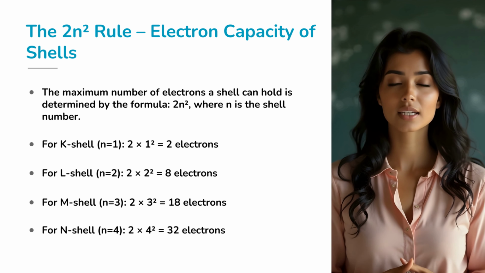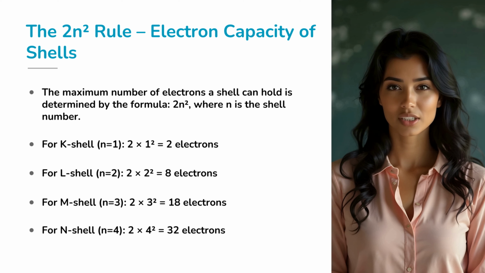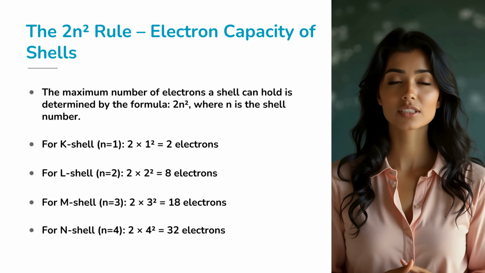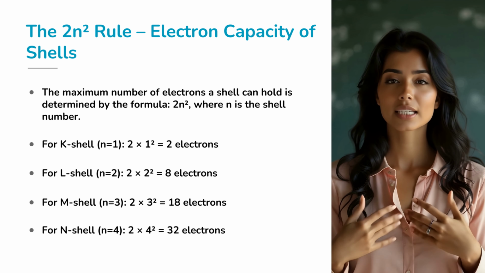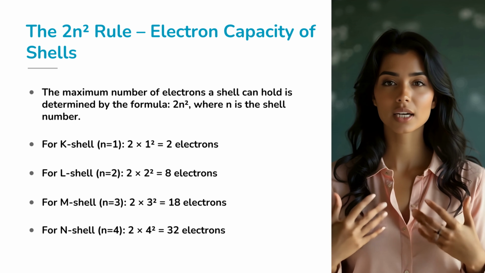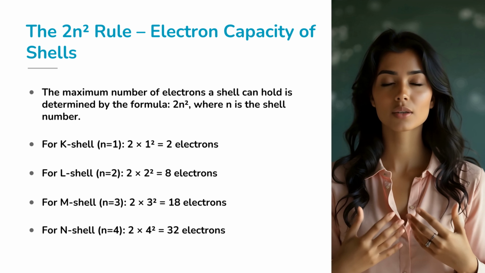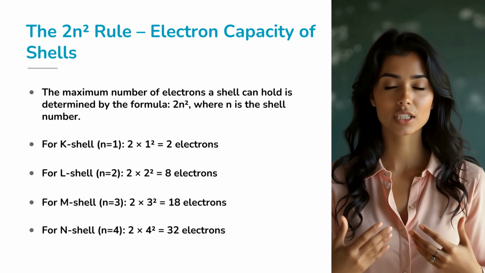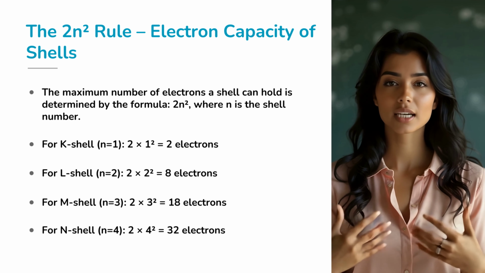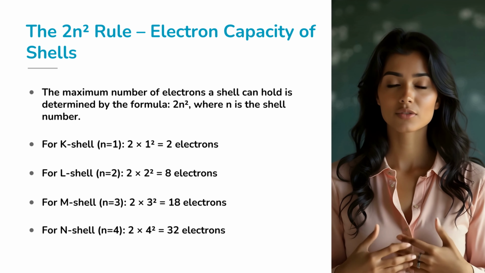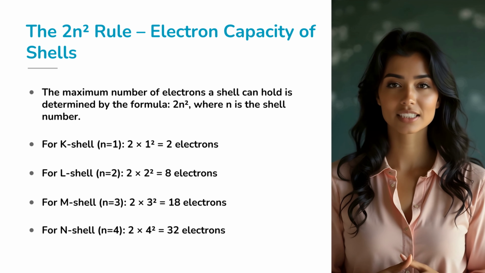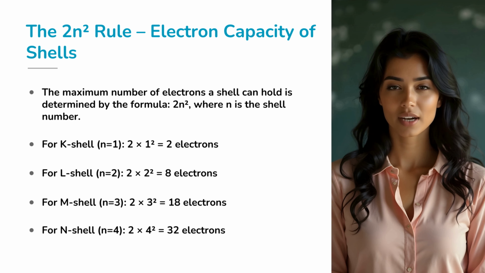For the L shell, n is 2. 2 into 2 squared gives 8 electrons. For the M shell, n is 3. 2 into 3 squared gives 18 electrons. For the N shell, n is 4. 2 into 4 squared gives 32 electrons. This rule tells us the upper limit of electrons for each shell. No shell can exceed this based on its value of n.